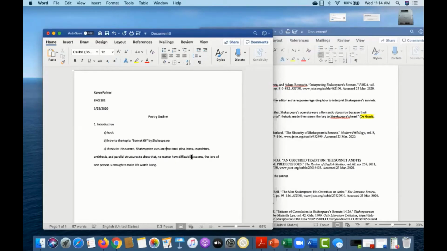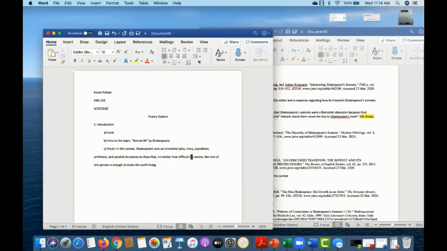So you guys see how there's 3 components there, right? You have the "in this poem" and the author's last name uses those 3 things that you picked out of the poem in order to show, and then you write down the theme. Does that make sense? Yes. Okay, good.